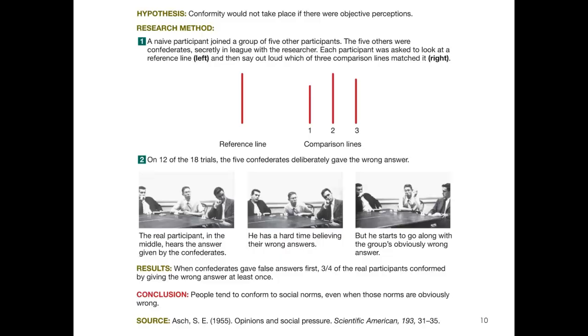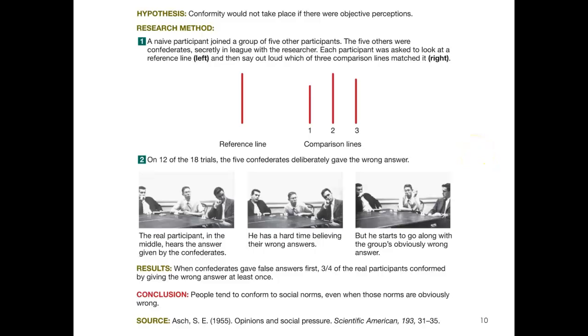Each participant was asked to look at a reference line and then say out loud which of the 3 comparison lines matched it. This is not hard. We all know that 2 is the right answer. We all know that. And I guarantee you, every subject knew that. They all knew the right answer. On 12 out of 18 trials, they purposely gave the wrong answer because they conformed to the group.